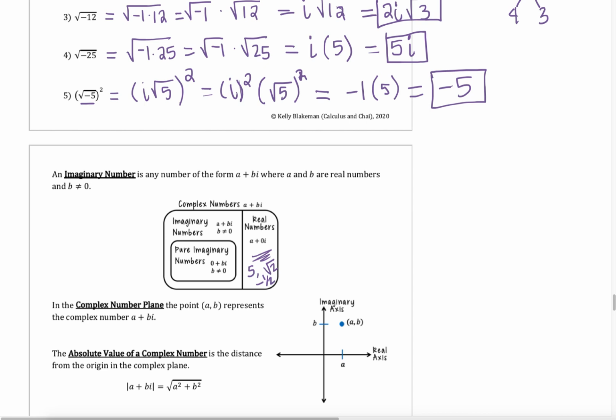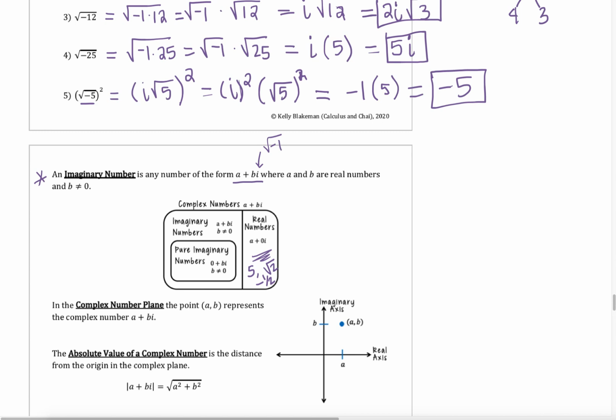Well, we actually have this whole other set of imaginary numbers which have this imaginary unit i. So an imaginary number is any number of the form a plus bi, where a and b are both real numbers and b is not equal to 0. And that i there again is that square root of negative 1.